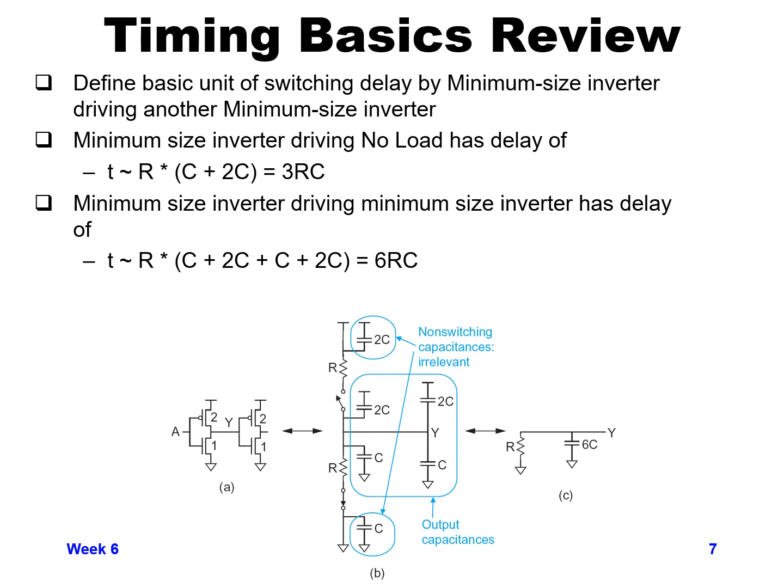That's how much time it would take if you had no load attached to a single minimum sized inverter. If we take a minimum sized inverter driving another minimum sized inverter, we have an additional 2C for the gate of the PMOS device load and 1C for the gate of the NMOS device load. So that would be a time of R times basically 6C, equal to 6 times RC. That shows the difference in delay: an inverter driving no load would be 3 RC, and driving another minimum size inverter is a delay of 6 RC.